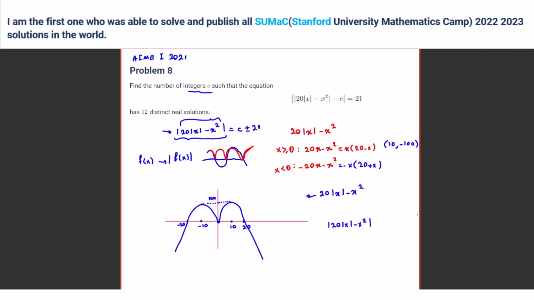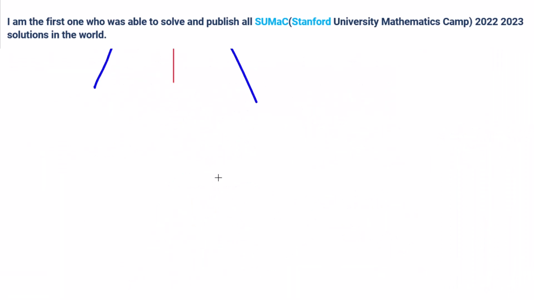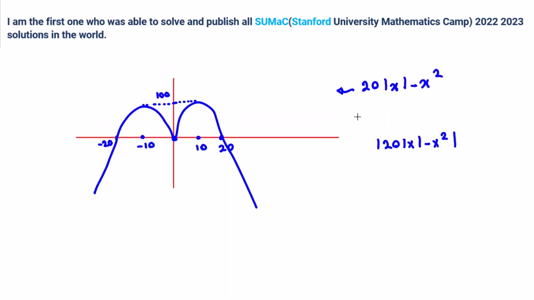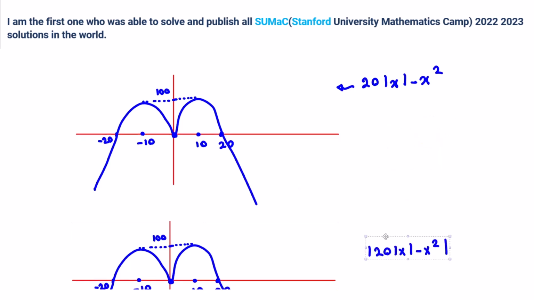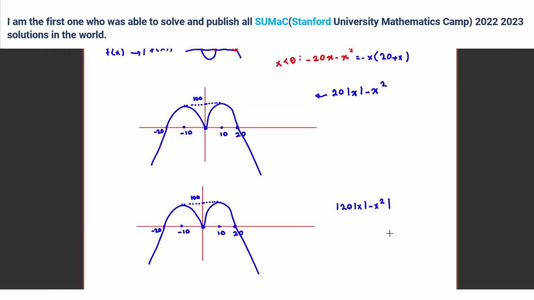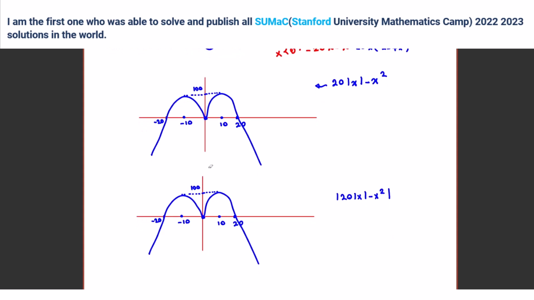How many answers for C are there? 12. No, it's wrong. So tell me, for drawing this one, what should we do? This one is the graph of this. Now I want to draw the graph of this one. Then we reflect the negative part. Exactly. So it will be something like this.